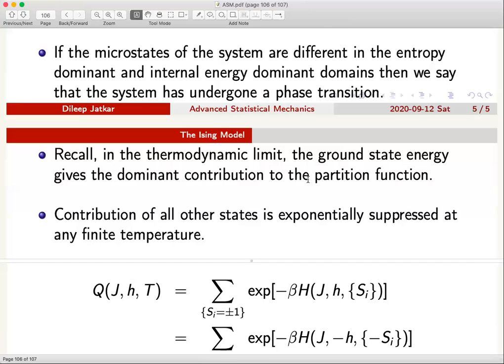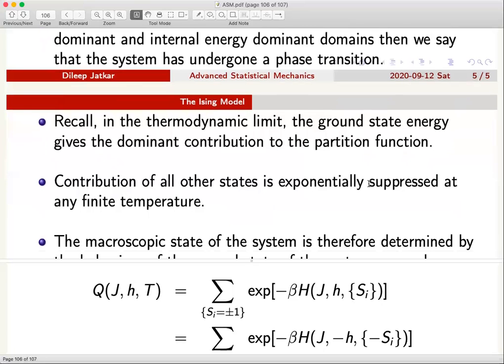Why? Because if you pull e to the minus beta E naught out, then the expansion would be written as 1 plus e to the minus beta times (E naught plus delta E minus E naught). That piece is still exponentially subleading compared to the leading piece that one has pulled out. Therefore in the thermodynamic limit, writing down the partition function is really a game of figuring out the ground state energy of the system.